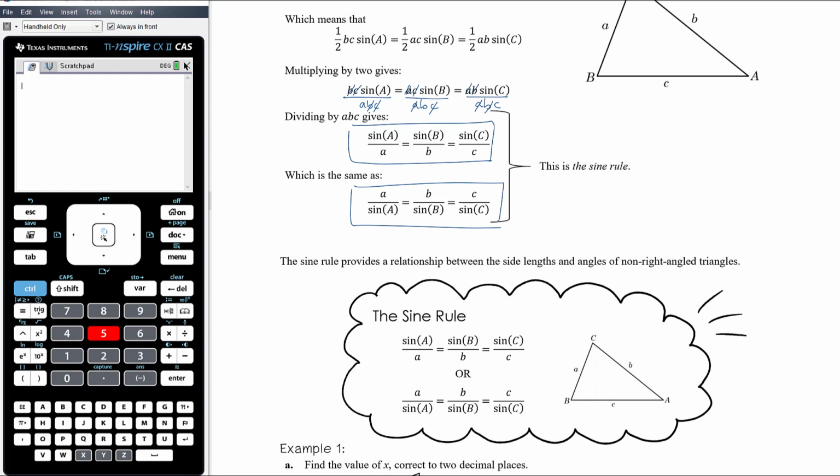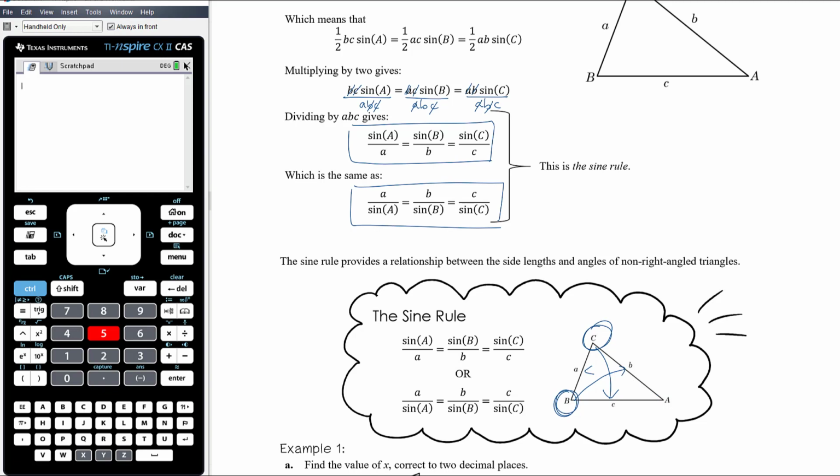What I really want you to focus on is this sense that sine of angle A, when I divide it by side length A, is the same as sine of angle B when I divide it by side length B. Okay, and that's also the same as sine of angle C when I divide it by side length C. So sine of an angle divided by its opposite side length is equal to sine of another angle divided by its opposite side length, which is equal to sine of the third angle divided by its opposite side length.